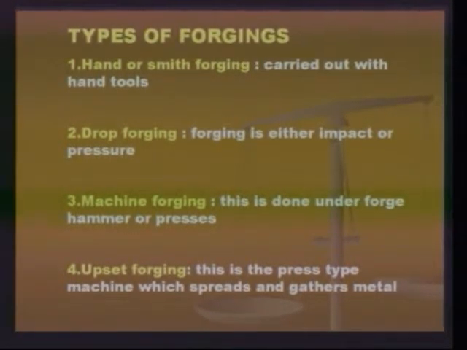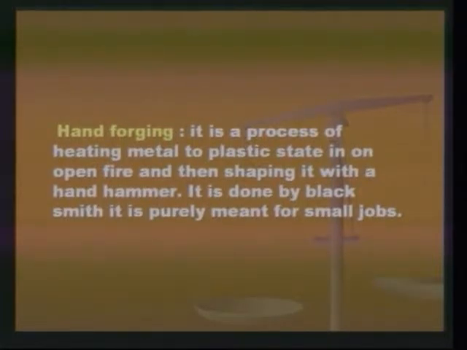The second one, drop forging. Forging either by impact or by applying some pressure is possible. So that happens in the case of drop forging. Next one, machine forging. This is done under forge hammer or presses. Last one is upset forging. In this type of forging, the press type machine which spreads and gathers the metal is used for different forging operations.